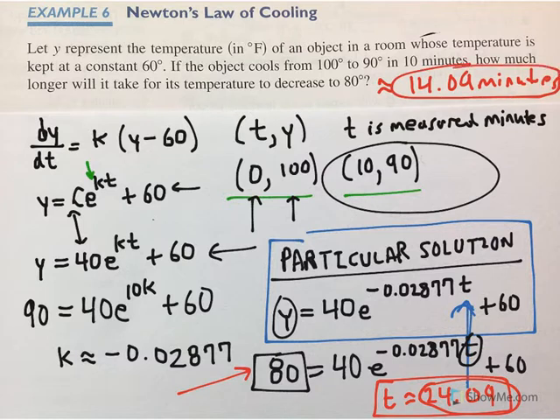So in this problem, we began by looking at Newton's law of cooling. We wrote a differential equation for it. We solved it to find the general solution of the differential equation. And then in this particular problem, we used the given data to find the particular solution that satisfied the given data, which became our model for the problem. And we used our model to answer the question that was posed in this problem.